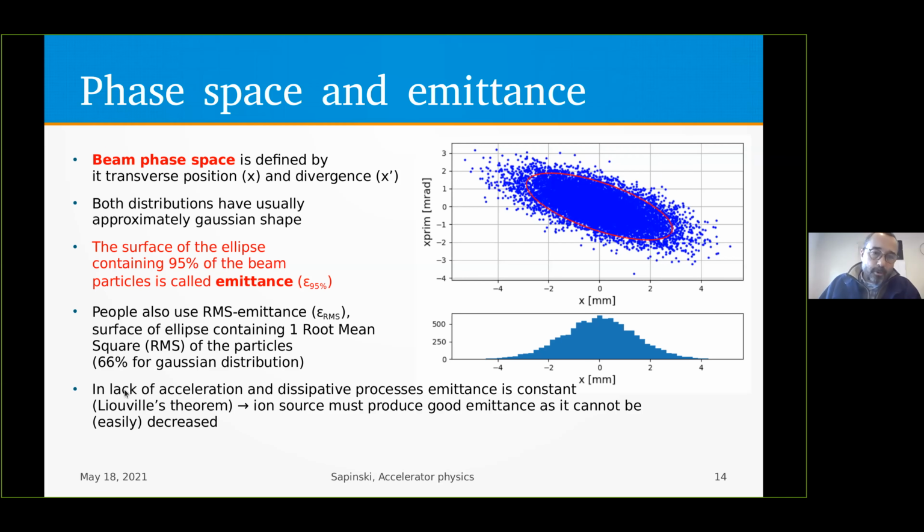And a very important thing: in the absence of acceleration or dissipative processes like, let's say, collisions with rest gas, the emittance is constant. It's not changing. So the particles are circulating in the machine, and the emittance is not changing.